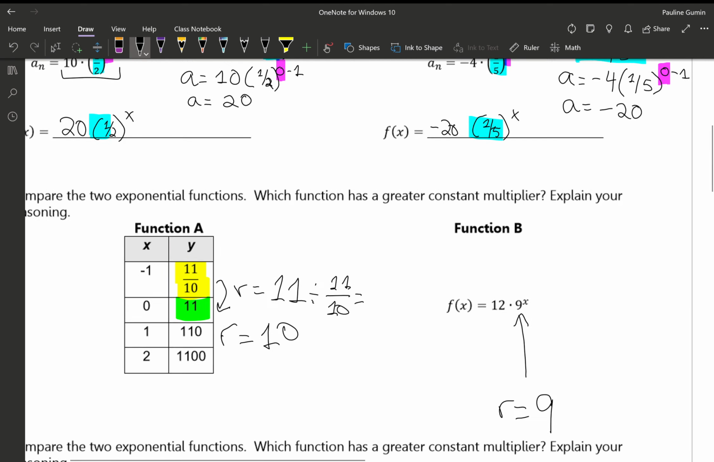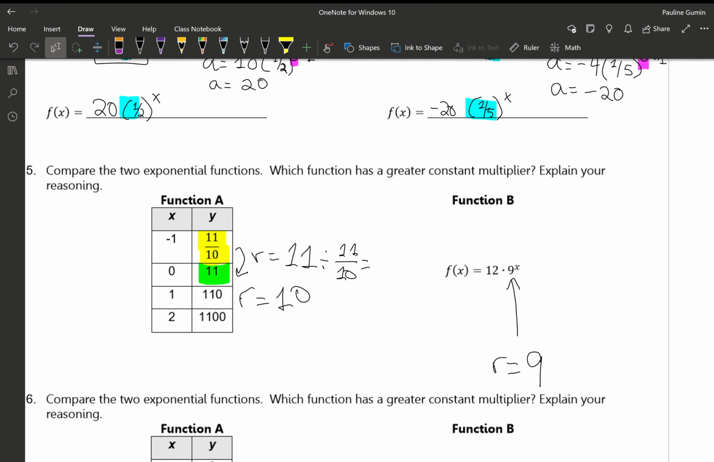All right, so this is part of explaining your work. You're showing me that you're identifying these ratios, these constant multipliers. Now we're going to pick which one has the greatest one. Function A has 10, function B has 9. 10 is greater than 9, circle function A.